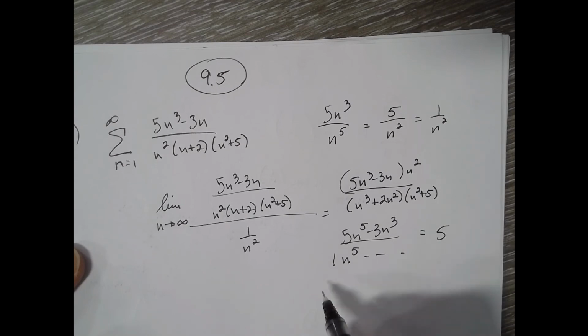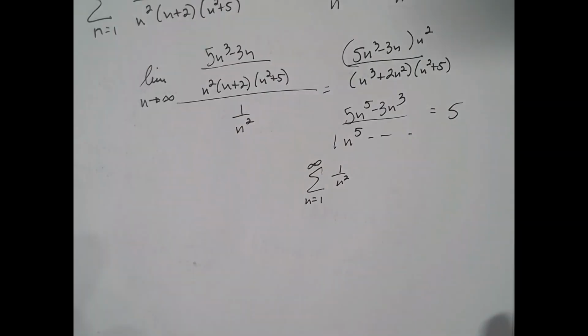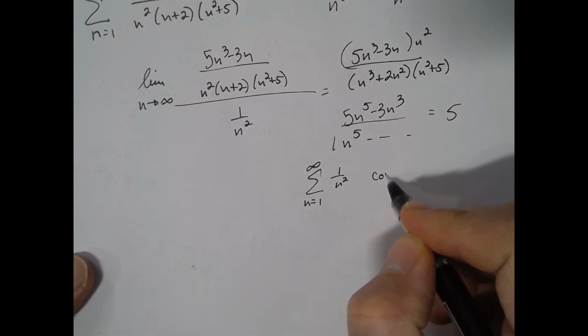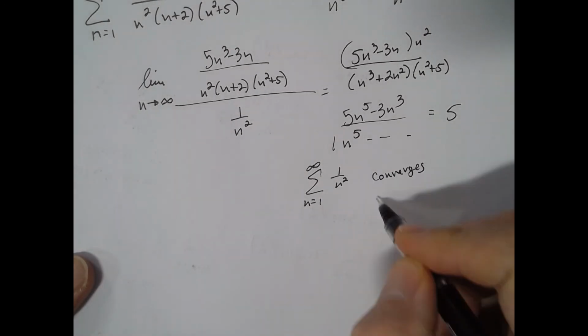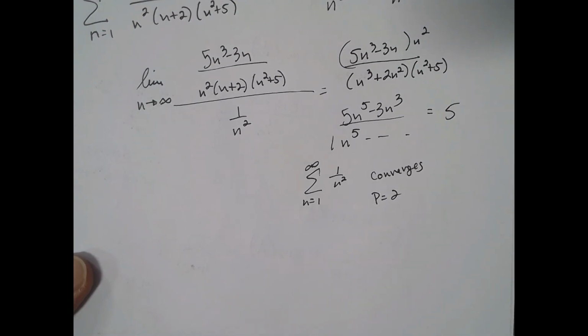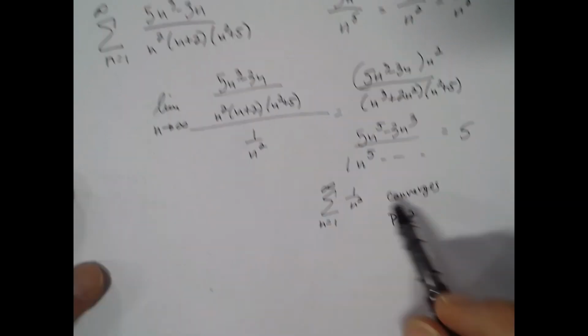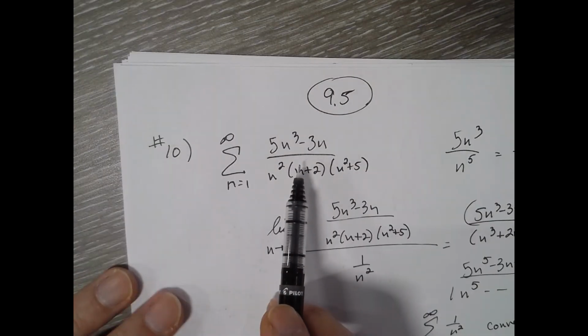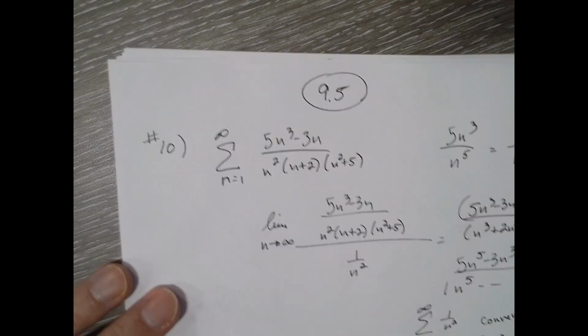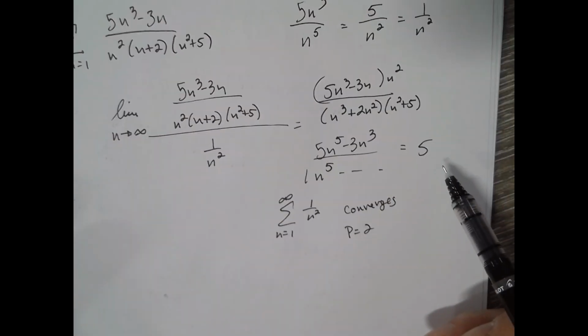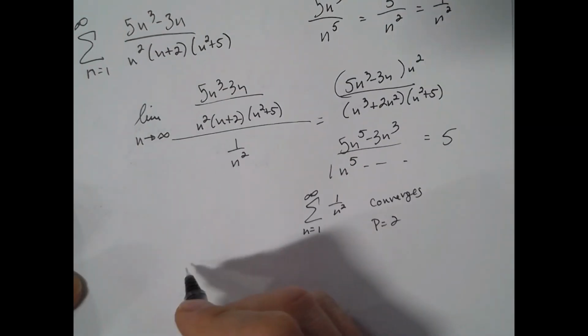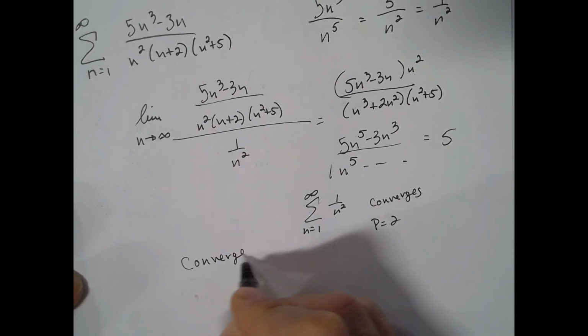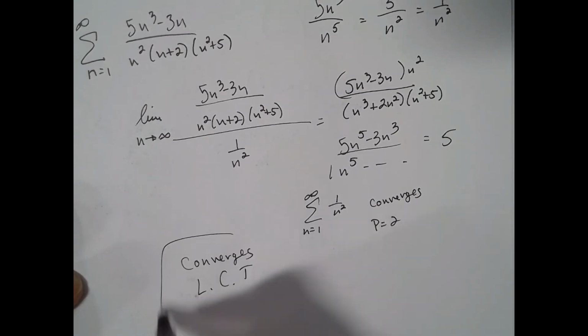So now, because of the limit comparison test, we need to know if this converges or diverges, because that's what we're comparing it to. And we know that this converges because p is 2, which is greater than 1. So it converges. So then the original series would also converge because they behave the same, because we got a number there. So using the limit comparison test, it would converge.